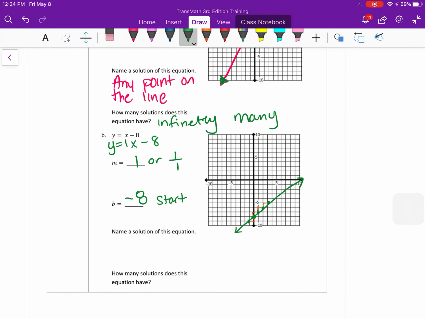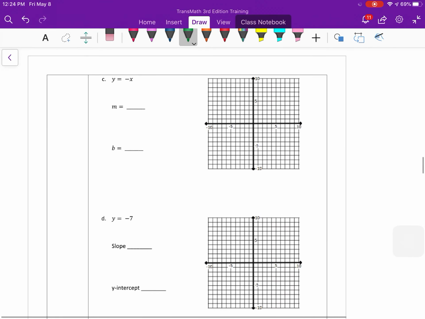Any point on the line is a solution. So how about the point to the left here, -1, -9. Again, it has many solutions. Any point along that line would make that equation true and would be a solution.